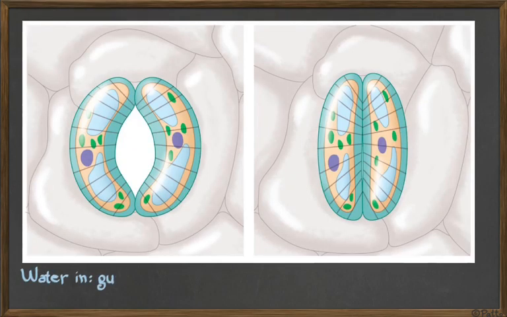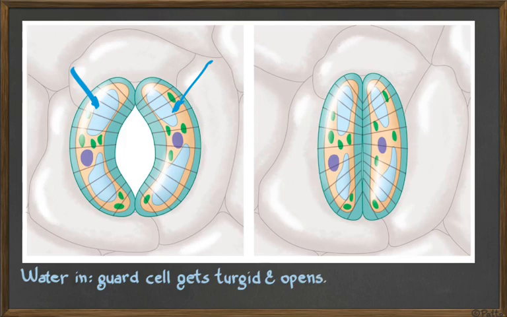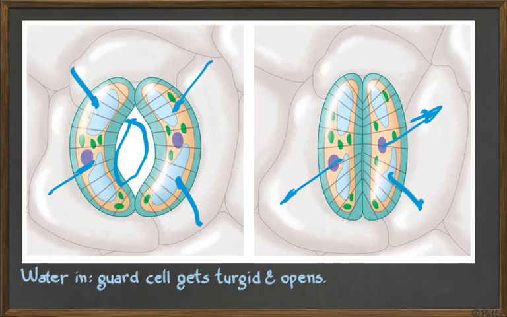So here we have the diagram. This here is when you have lots of water going inside, and the guard cells get turgid and the stoma aperture gets open. Hey, look, it's open. But if this water leaves the guard cells, then the stoma becomes flaccid and there is no opening here. The stoma is closed. Okay?